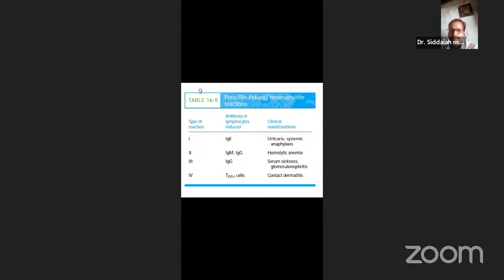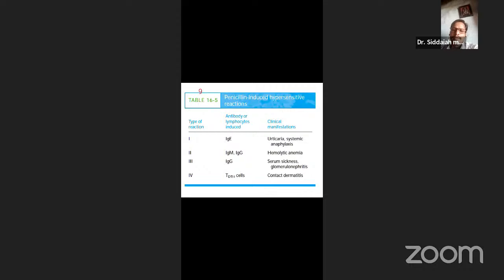And penicillin also induces the hypersensitivity reaction too with the help of immunoglobulin M and immunoglobulin G. These are the two antibodies which are actively participated in the activation of the hypersensitivity 2 reaction. Most of the times immunoglobulin G is actively participated in activating the hypersensitivity 2 reactions.